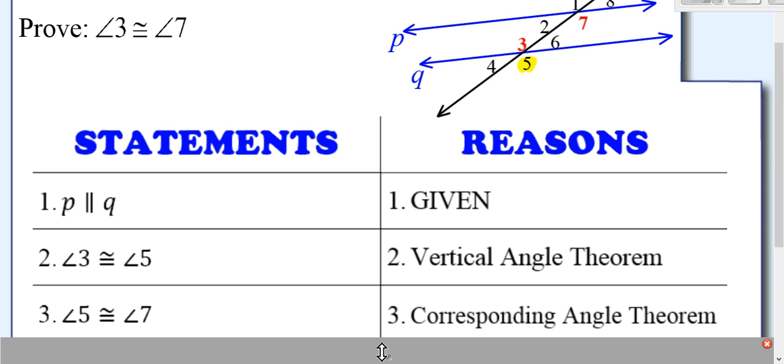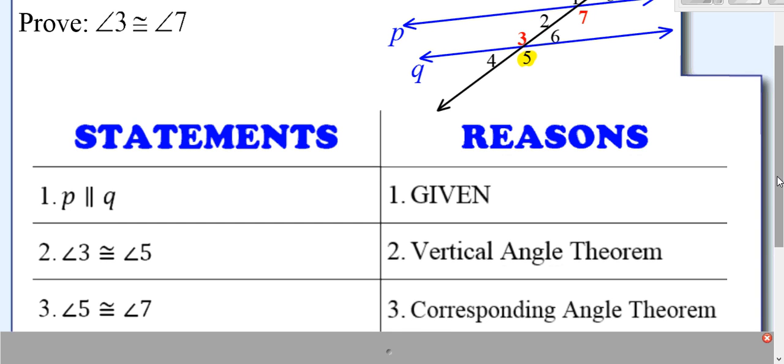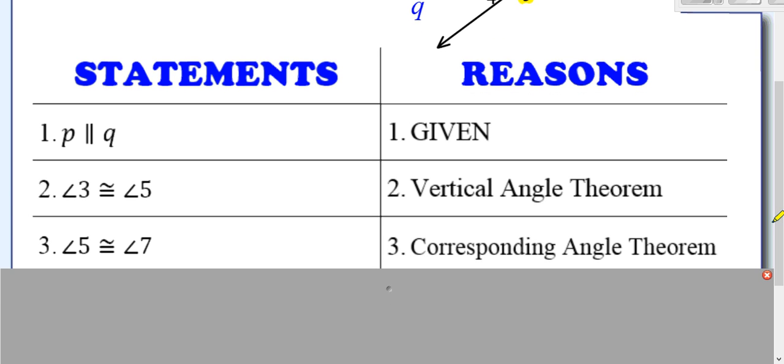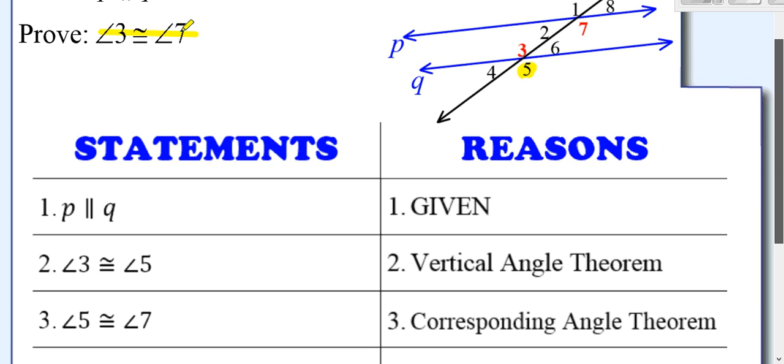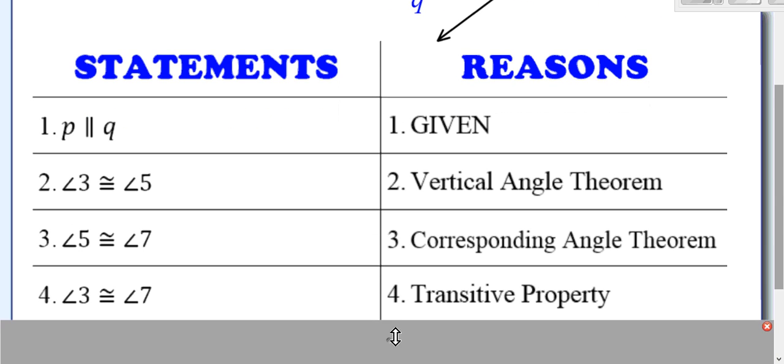So we're pretty much done. One more step, actually. So since they're both congruent to angle 5, that's the transitive property that tells us that they're going to be congruent to each other. When you eliminate the middleman, when you eliminate the 5 in the middle. 3 goes to 5, 5 goes to 7, so you can just eliminate the 5 in the middle. 3 goes with 7. Which was the statement we were trying to prove. 3 is congruent to 7. So we're done.